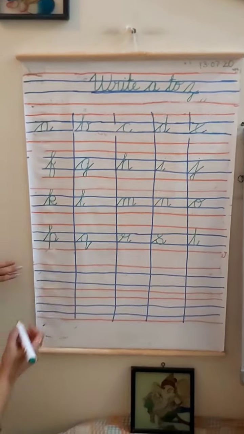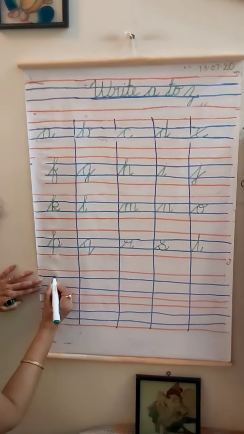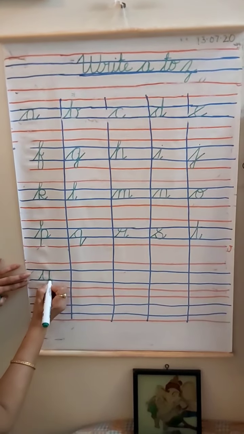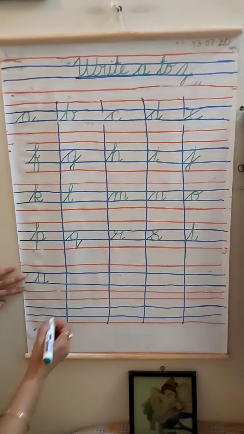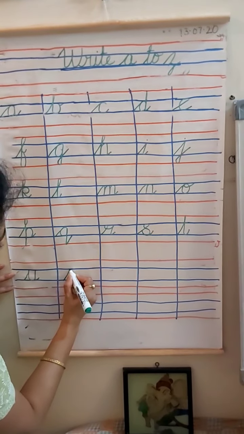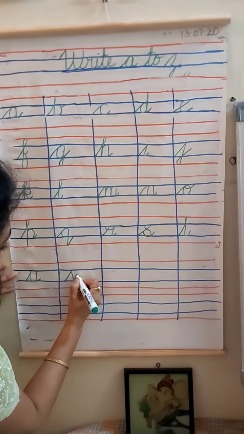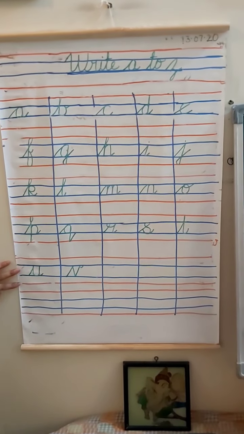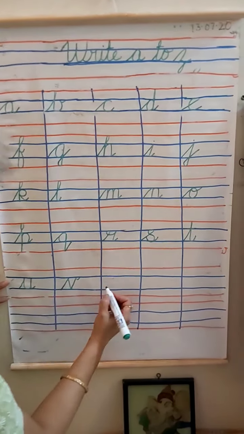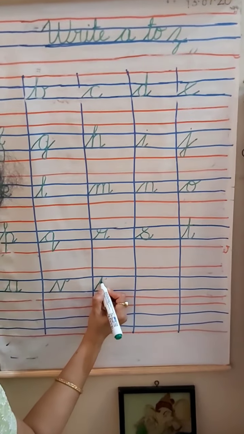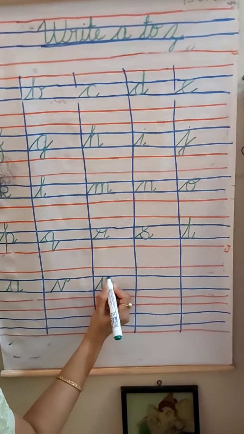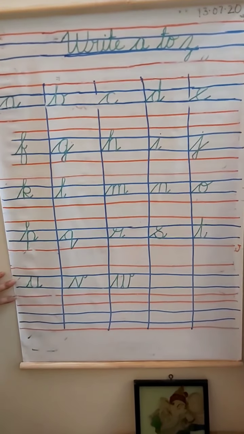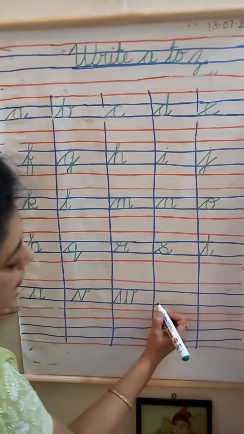Now comes U. Slant up, down, turn, up and a small tick. U. V. Slant up, down, slant up and a small tick. W. Slant up, down, up and a small tick.